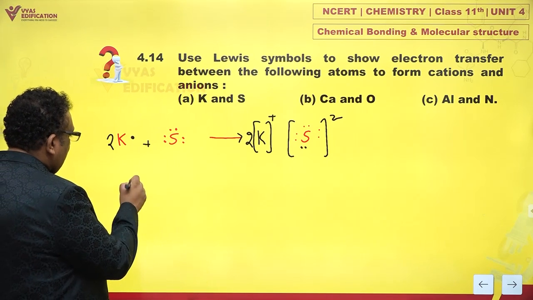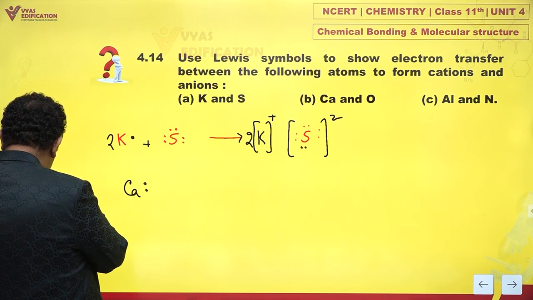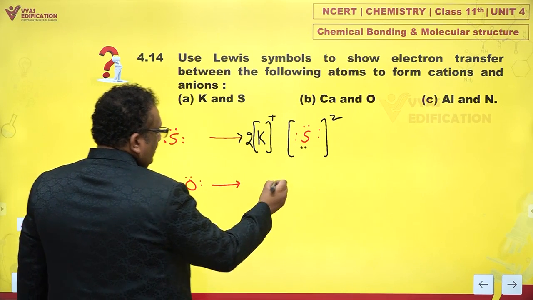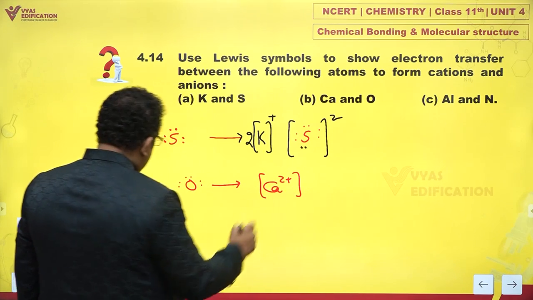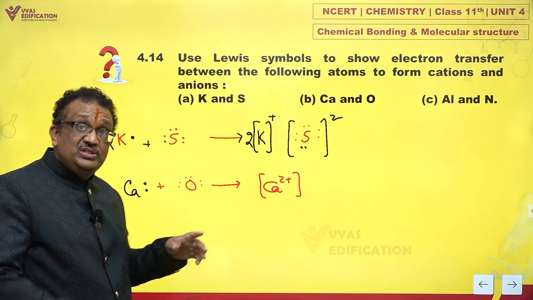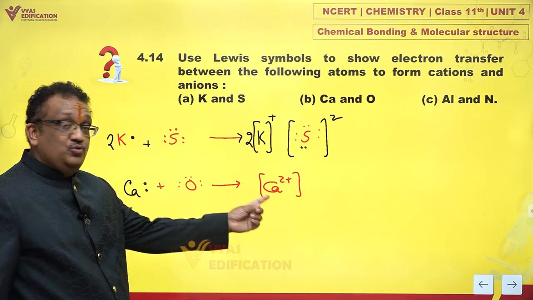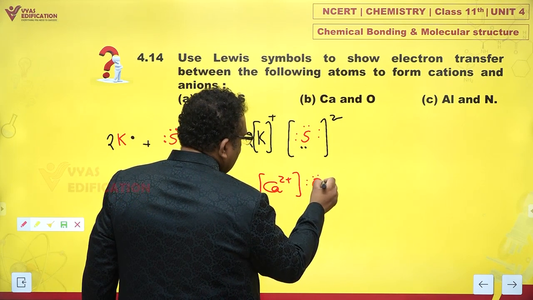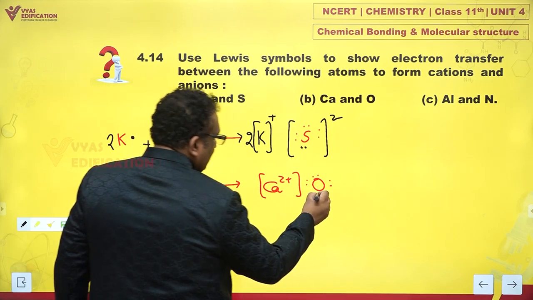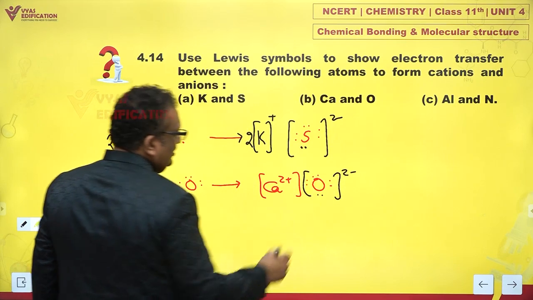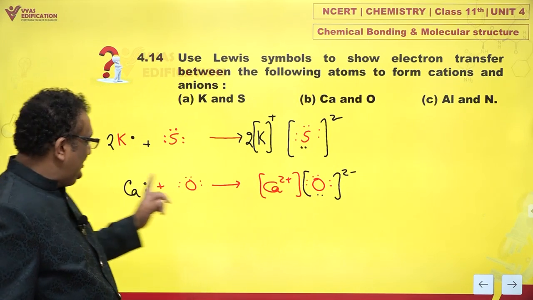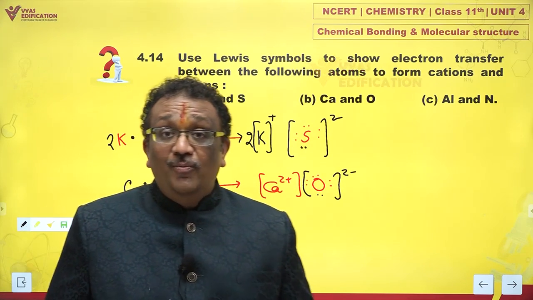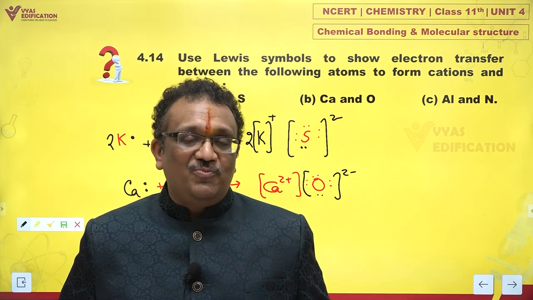What about calcium and oxygen? Calcium has 2 valence electrons, and oxygen has 6. If calcium loses electrons, it will throw away both of its 2 valence electrons, so it has a +2 charge. As oxygen gains 2 electrons, it becomes -2, like this. The black electrons are the ones acquired from calcium. This is how cations and anions are formed, and this is how an ionic bond is established between calcium and oxygen.